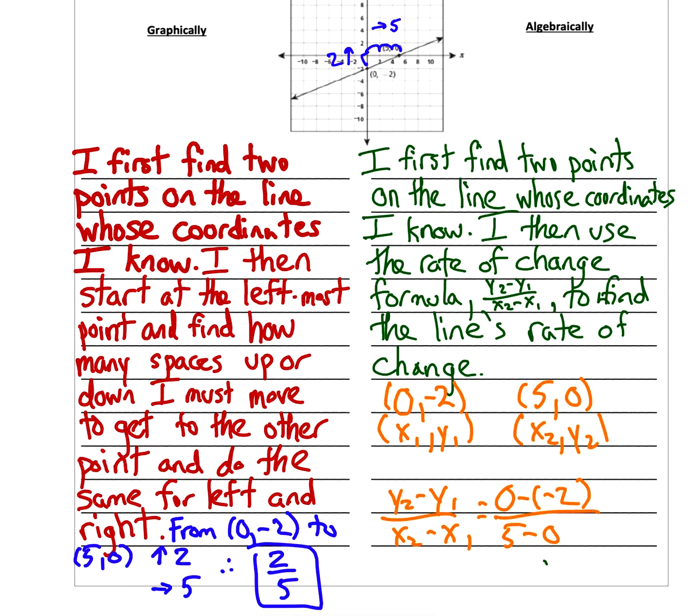So we have 0 minus, make sure you write 0 minus -2. It's not 0 minus 2, it's 0 minus, and then we plug in -2 in for y1. And then 5 minus 0 is on the bottom. We end up getting the same exact answer, which would be 2 over 5. So you could solve this graphically, you could solve algebraically. You should get the same answer no matter what. Let's go to the next page.